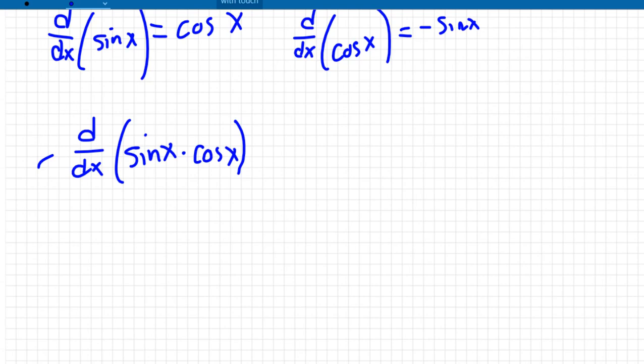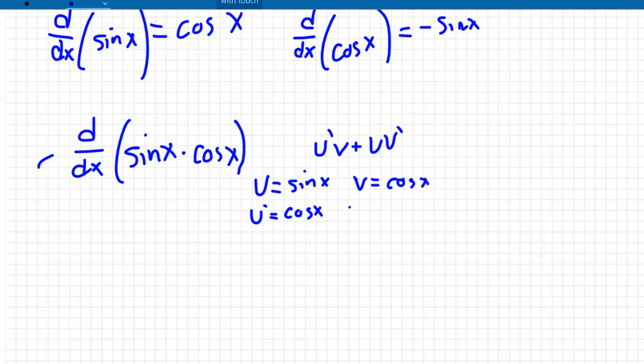So again, we want to use our u prime v plus uv prime. Now we'll just lay it all out there so it's very obvious. U we'll choose to be sine of x just because it's the first factor. So we'll say u prime equals cosine of x. And then v is cosine of x, so v prime is negative sine of x.